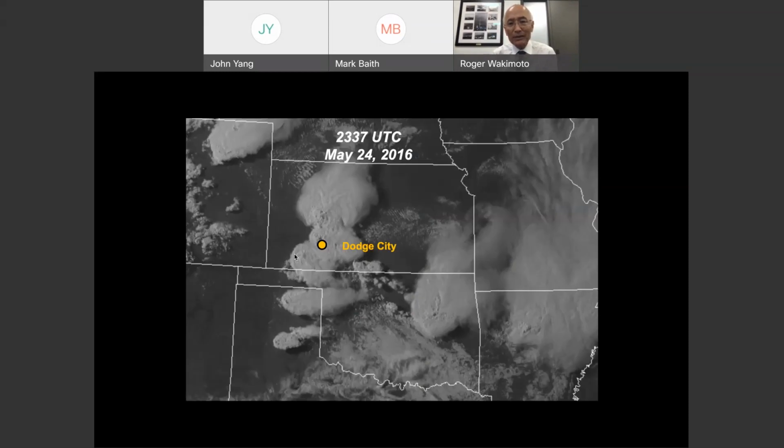So let's start talking about the Dodge City tornado. This is the day, March 24, 2016. The circle represents where Dodge City is located. You see storms have already really developed pretty intensely. You can see the anvils. And that anvil over Dodge City, this picture actually was taken when tornadoes are already on the ground.